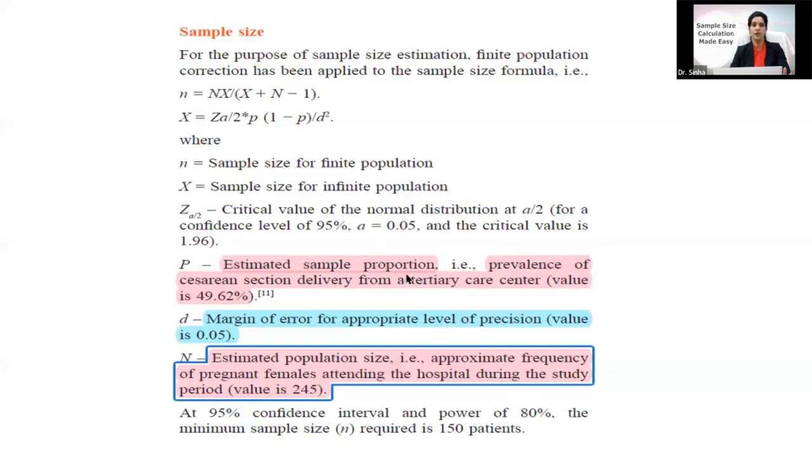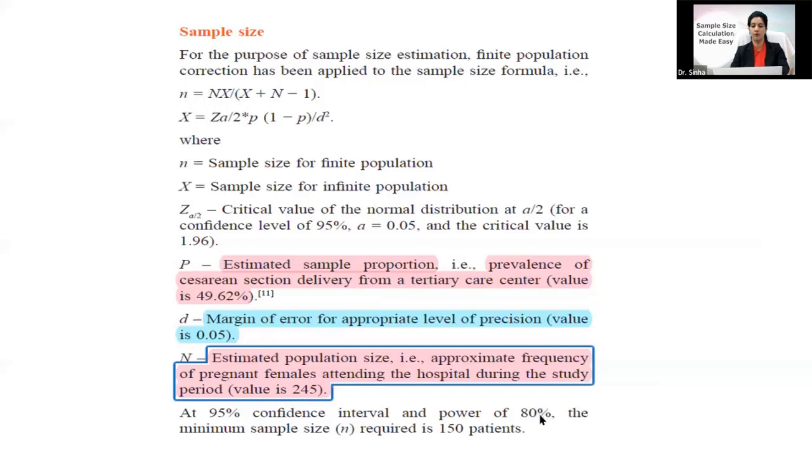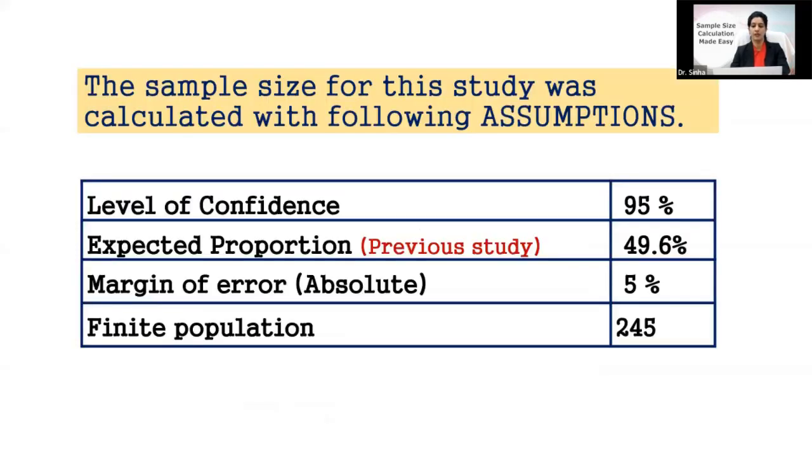So this is a sort of descriptive study, because if you see the research question, the selection unit is patient. He's not selecting the hospital. And here he's mentioning this power. So power, it was not needed to mention, because this is not a hypothesis testing. So this is by mistake or maybe an error which got overlooked. So this should not have been there. Now with this, I will show you how the author has calculated the sample size.